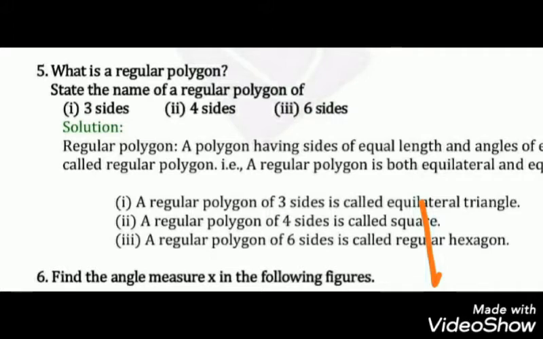State the name of a regular polygon of 3 sides. What is it called as? A regular polygon of 3 sides is known as an equilateral triangle. A regular polygon of 4 sides is called a square. A regular polygon of 6 sides is called a regular hexagon. Regular hexagon. Okay.